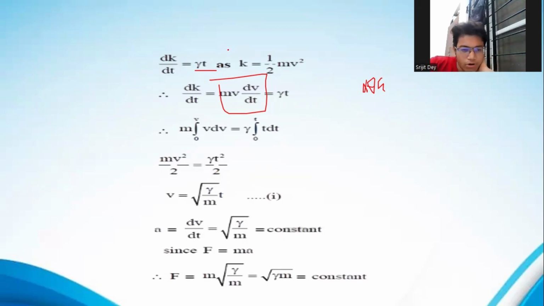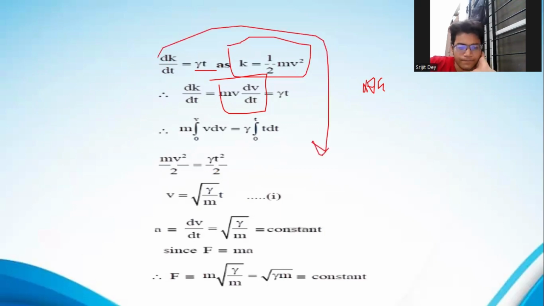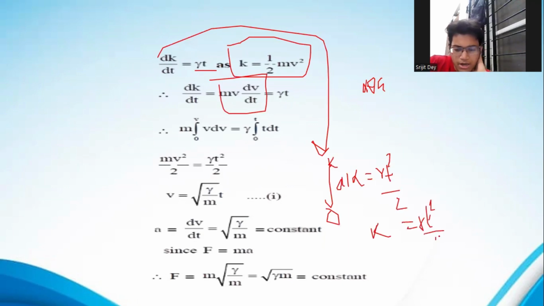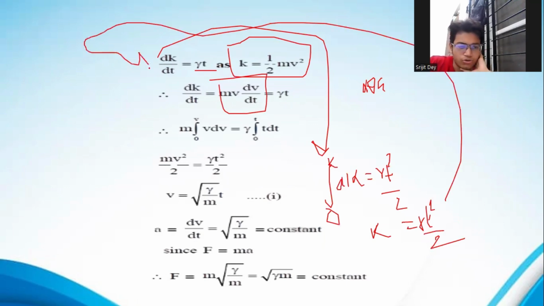Even if all these things were actually not needed, you could have directly from here, if you would have integrated, from 0, your entire kinetic energy from 0 to K dK would have been your gamma t square by 2. So basically your K would have been gamma t square by 2 directly from integrating both the equations that is shown. Okay, and from there what you get, your K is basically half mv square.